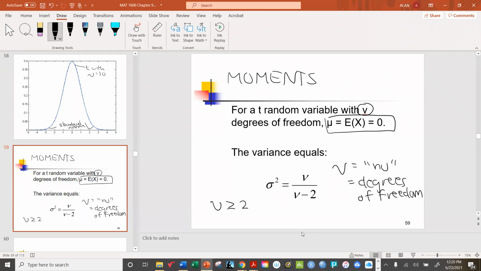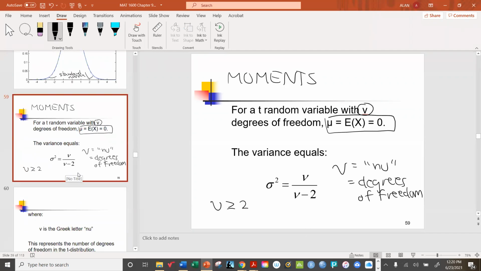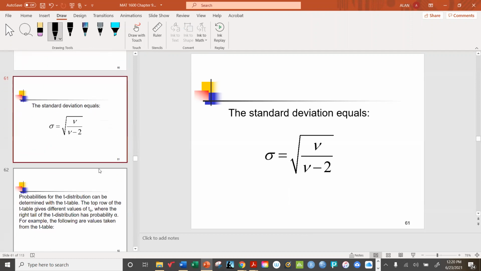And so you can probably imagine what the standard deviation looks like. It's just the square root of that variance, okay? So the standard deviation is here. It's the square root.